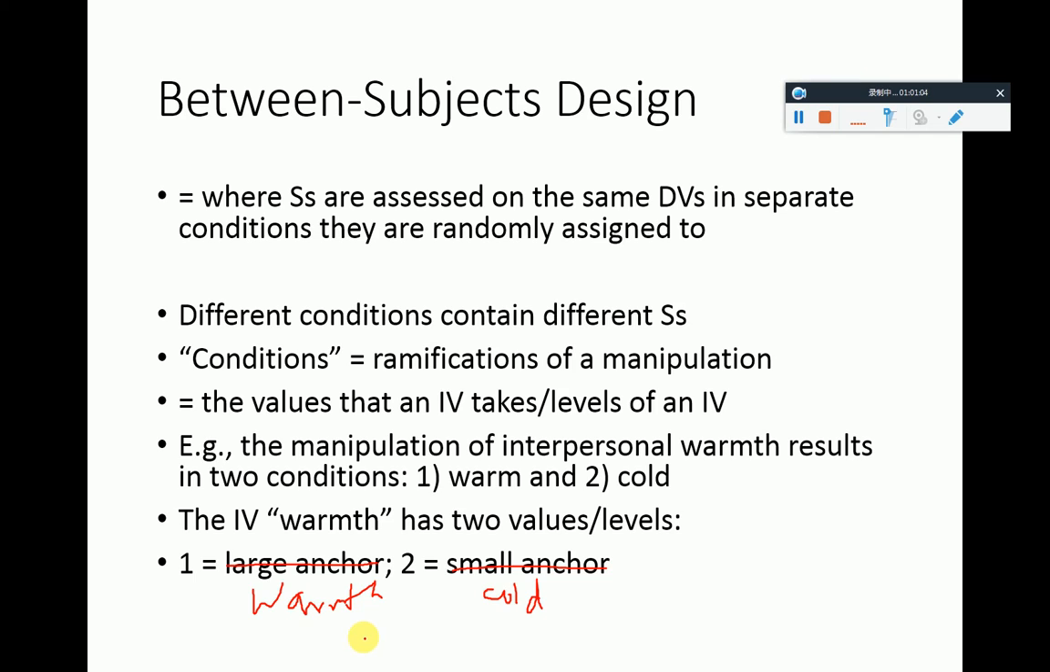Okay, so as we said repeatedly before, warm is one value that the independent variable warmth will take, and cold will be a second value that the independent variable is made to take. So these are the two values of the independent variable. And sometimes we also say these are two levels of the independent variable.